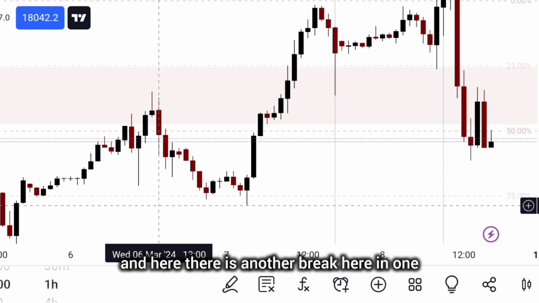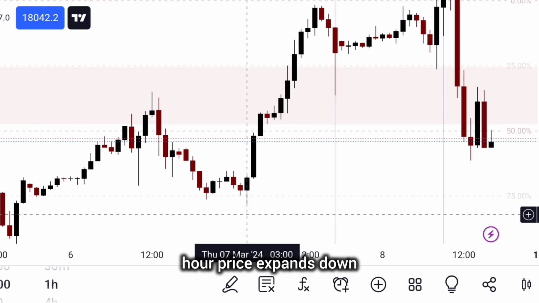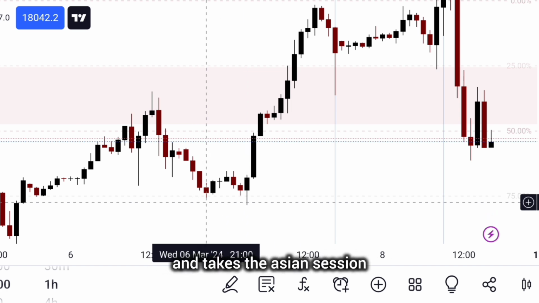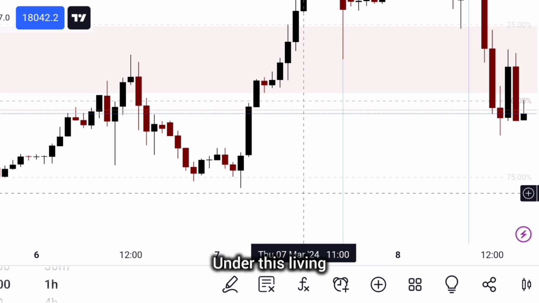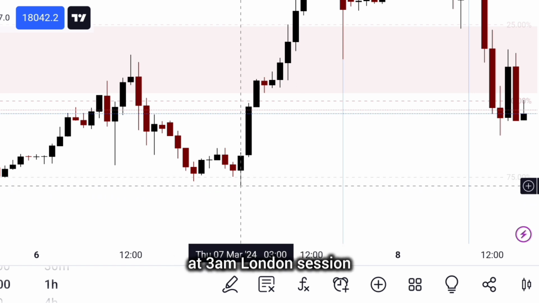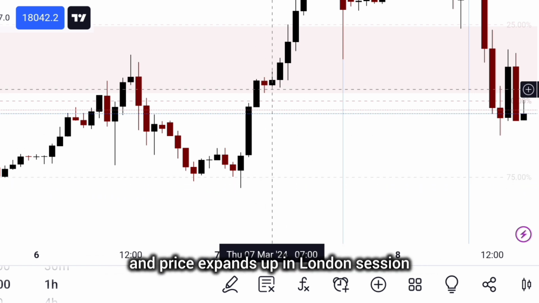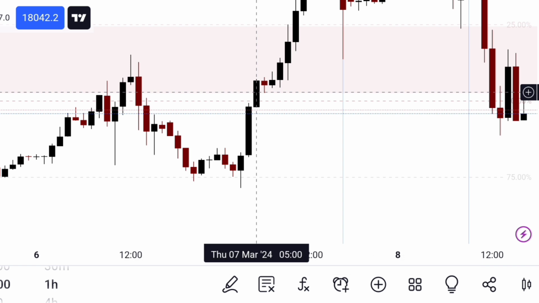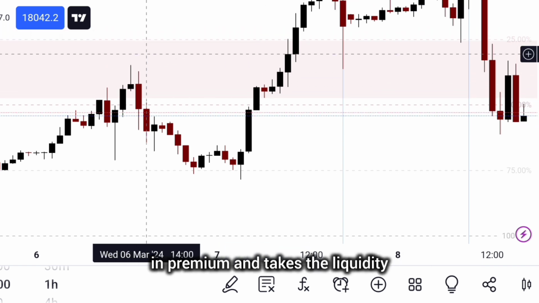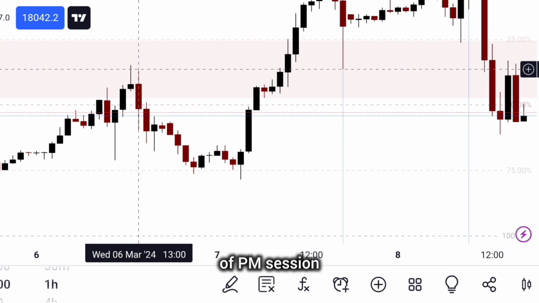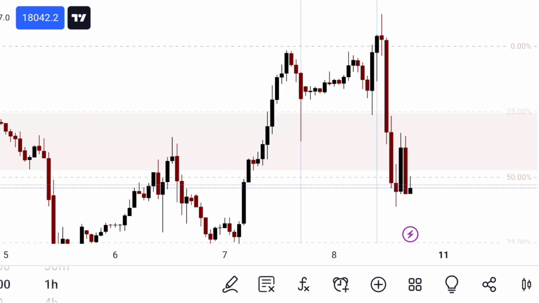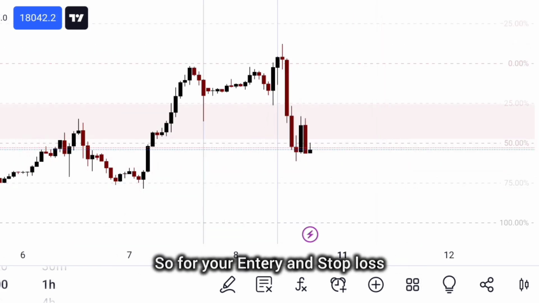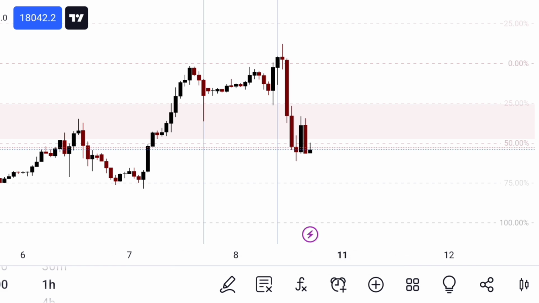And here there is another breaker in 1 hour, price expands down and takes the Asian session sell side liquidity in discount under this level at 3 a.m. London session, and price expands up in London session in premium and takes the liquidity of PM session. You can always see this happening in consolidations.